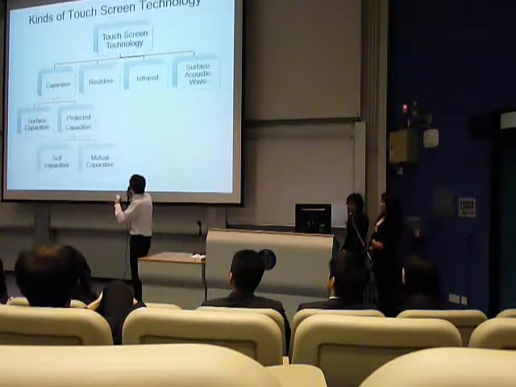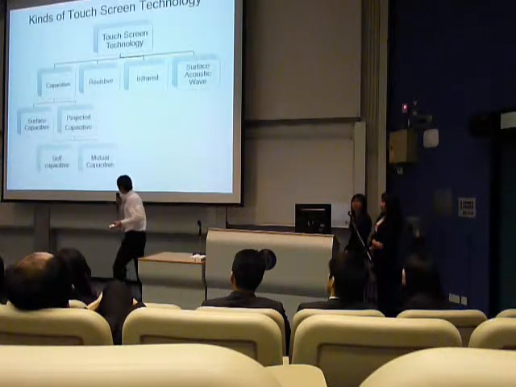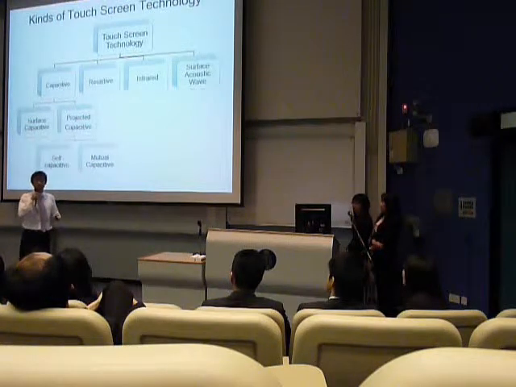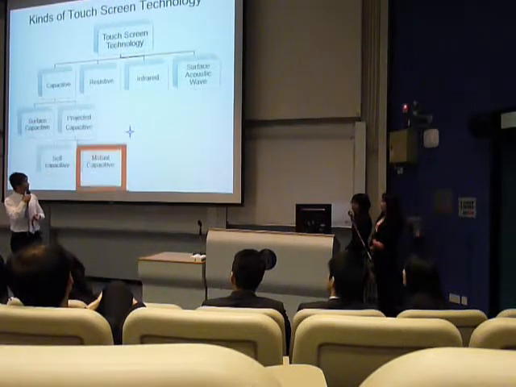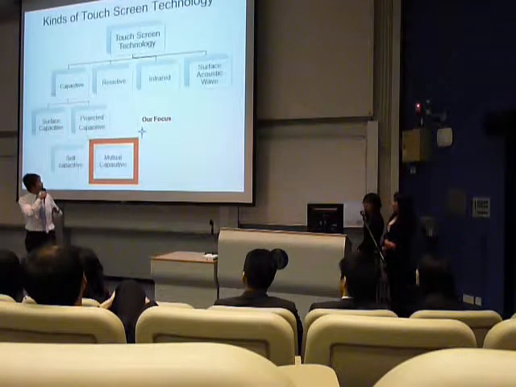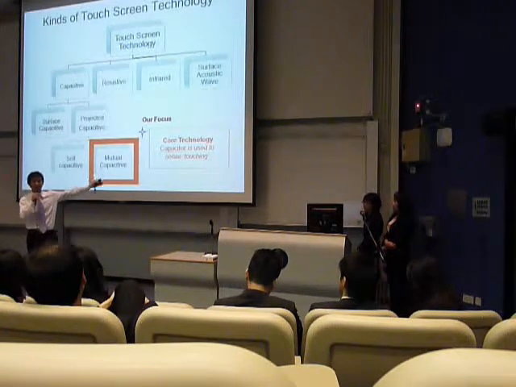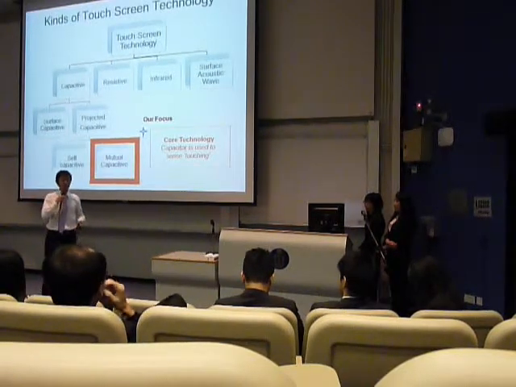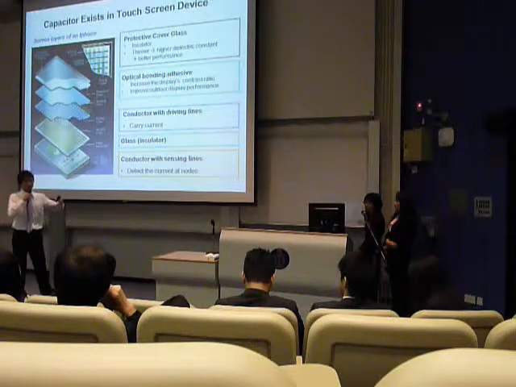There are actually different kinds of touchscreen technology, and we are focusing on mutual capacitive, which is the kind of touchscreen technology that you find in the iPhone and other smartphones. The main device in this technology is a capacitor. For those of you who study physics, I think you know this capacitor very well. And what exactly is a capacitor? We'll let you know the structure.